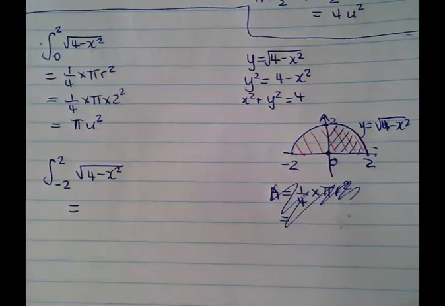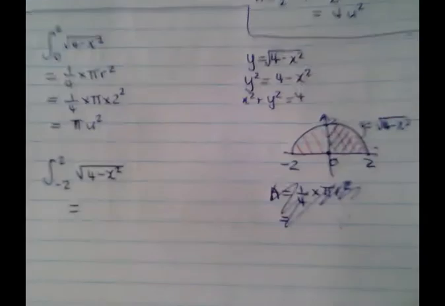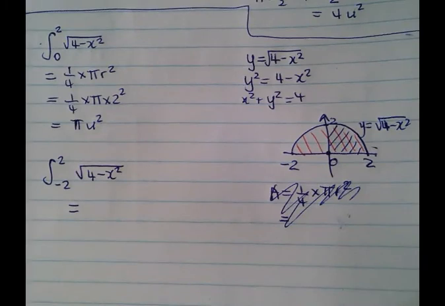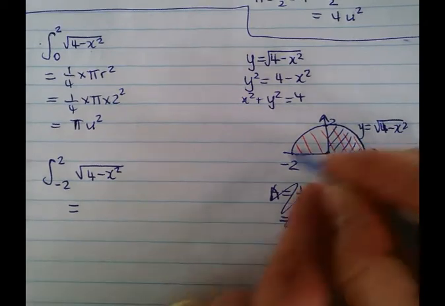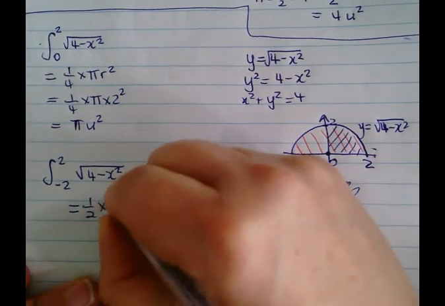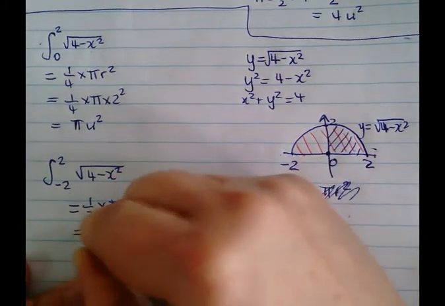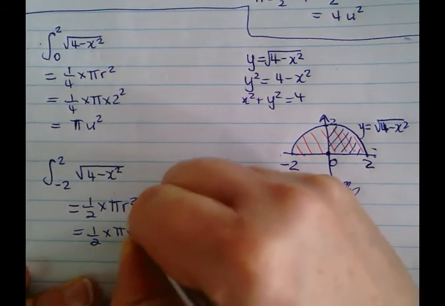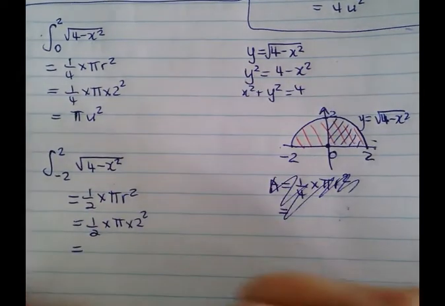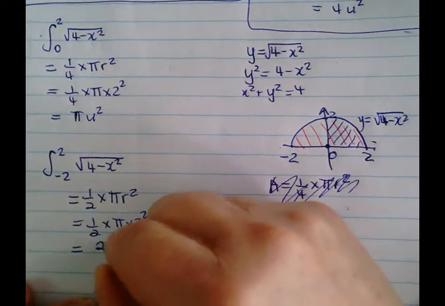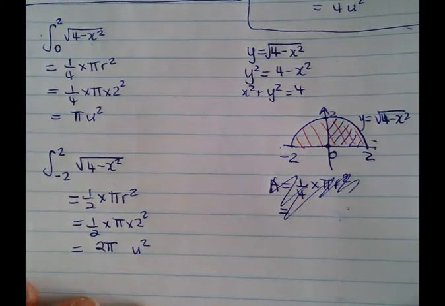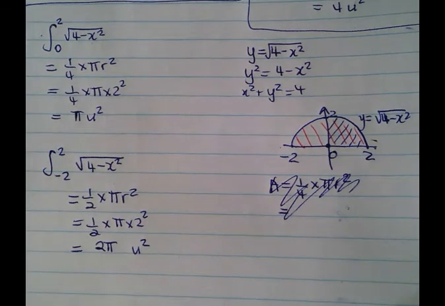It can't be integrated, so you've got to look for an area formula. How much of a circle do I have? Half. Half a circle this time, between the values x is 2 and negative 2. I've got a half of pi r squared, which is a half of pi times 2 squared, which is 2 pi units squared. Okay? Now, we're going to talk about negative integrals in a minute. These are all positive integrals.